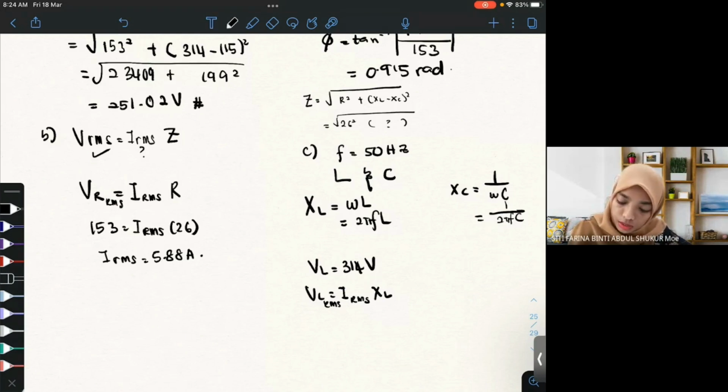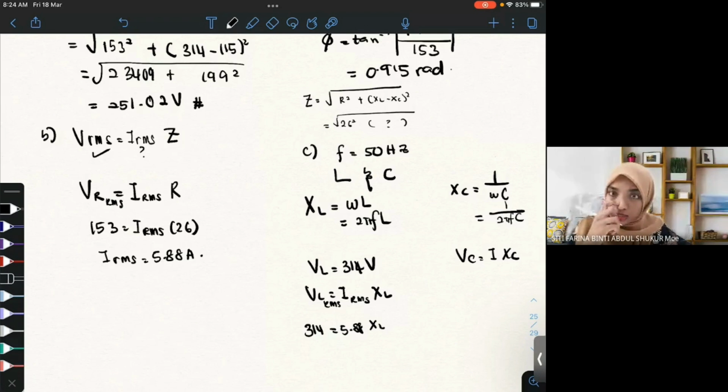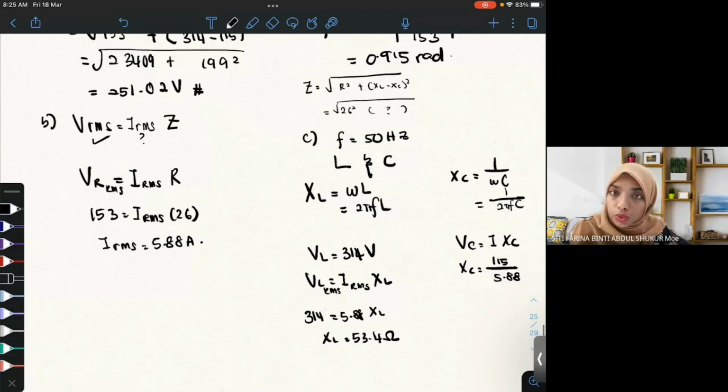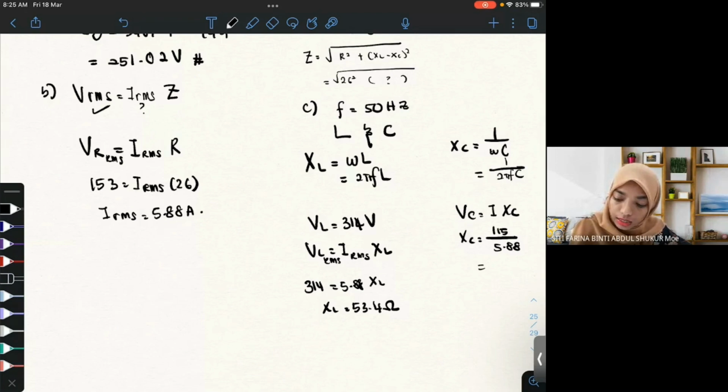And then you do the same thing. VC akan jadi I XC dekat sini. And then the value of V is given. I kita dah cari dekat soalan B tadi. So kita boleh terus cari XL. So your XL here will become 53.4 ohm. And then XC pula akan jadi VC over I. VC adalah 115 over 5.88. Current yang sama lalu. Because they are connected in series. And then kita dapat this much.